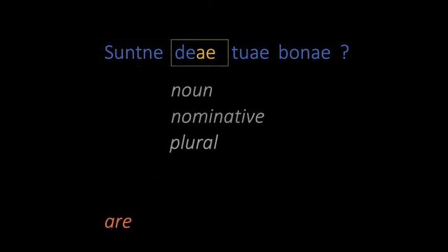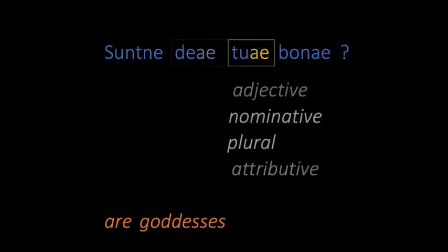Dei is a noun. It has the nominative plural form, and so agrees with sunt, making it the probable subject of the sentence. Its meaning is goddesses. Tuai is an adjective. The technical term for it is possessive adjective because it indicates possession by one of the personal pronouns, in this case, you. It has a nominative plural ending, so it agrees with dei.